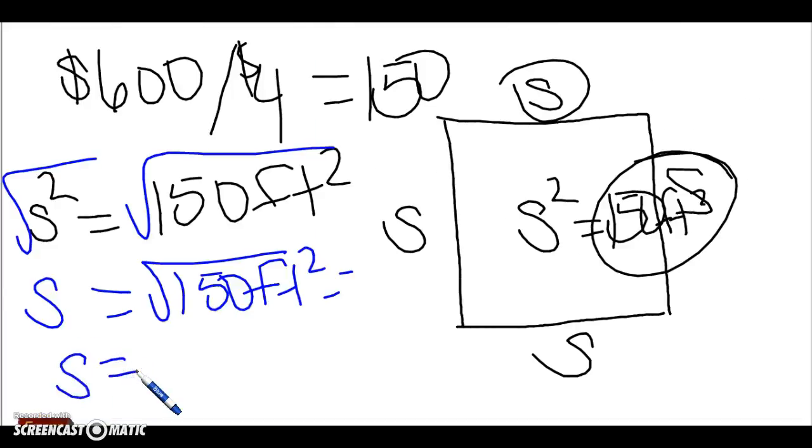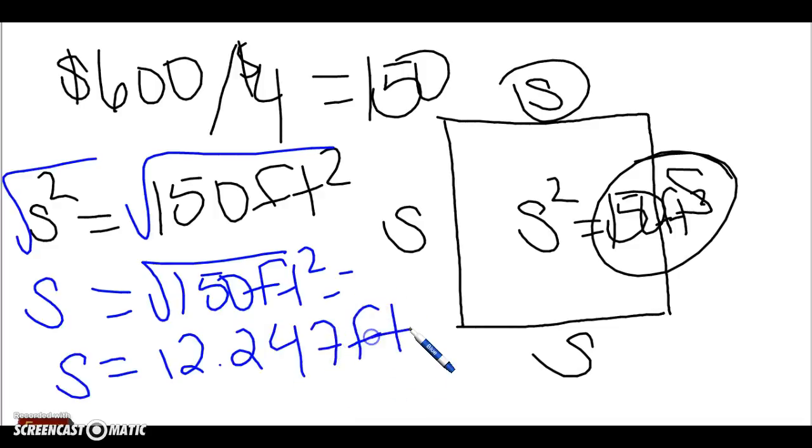So S is equal to 12.247 feet. And they asked me to round to the nearest foot. So this is my nearest foot. So when I round it, I get around 12 feet. So the side length of my room would be around 12 feet.